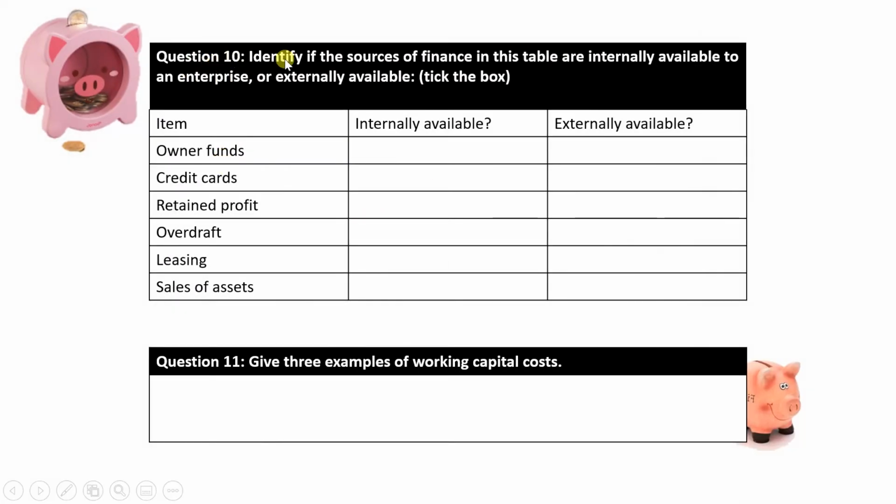Question 10. Identify if the sources of finance in this table are internally available to an enterprise or externally available. All you'll need to do is tick the box, or if you're putting it in your book you'll need to copy the table and then just do the ticks. So we're looking at owners' funds, credit cards, retained profit, overdraft, leasing and sales of assets. Now you've looked at these on slide 7 and slide 10. So let's see what you can do from memory. If not, go back to those 2 slides to double check.